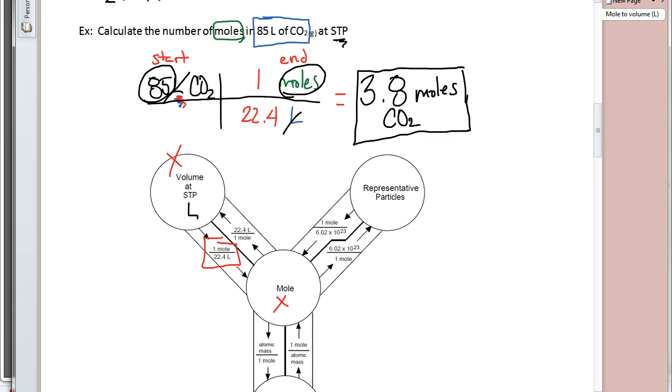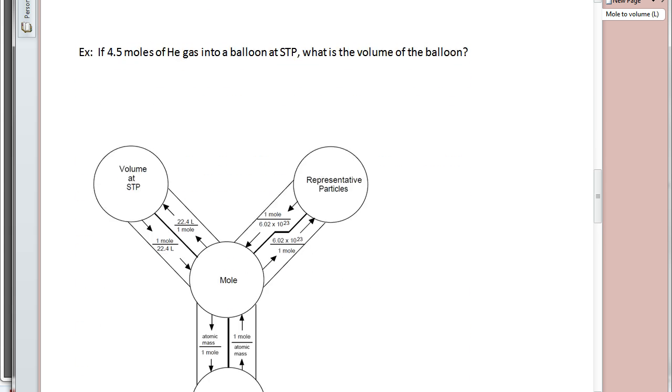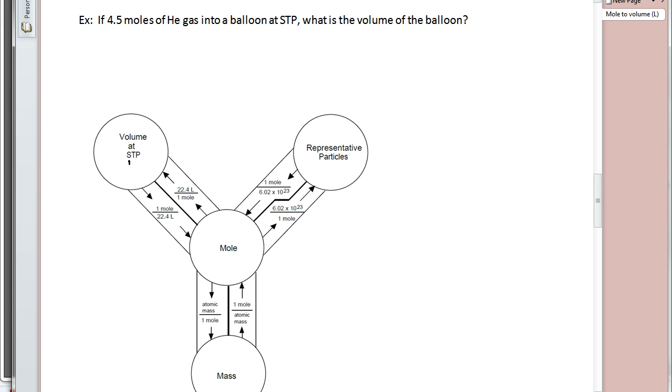Okay, let's look at one more problem here. Scroll down again, and here we go. Again, I'm going to throw liters right there on my mole road, and let's do the same thing. Let's identify some things. It says if 4.5 moles of helium goes into a balloon at STP, what is the volume of the balloon? So my known quantity, my given, is 4.5 moles of helium.